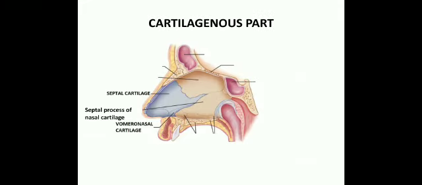The cartilaginous part is formed by the septal cartilage, the septal process of the nasal cartilage, and sometimes the vomeronasal cartilage, which lies between the septal cartilage and the vomer bone.